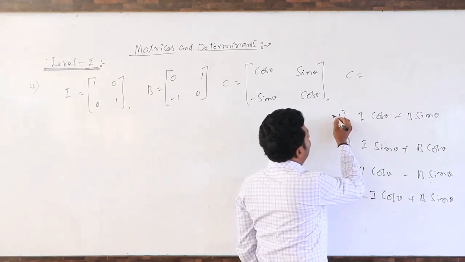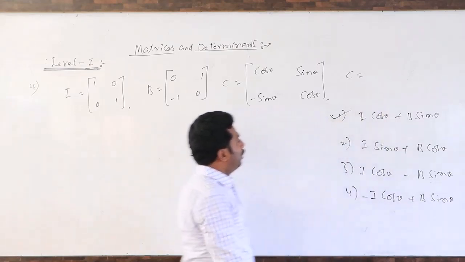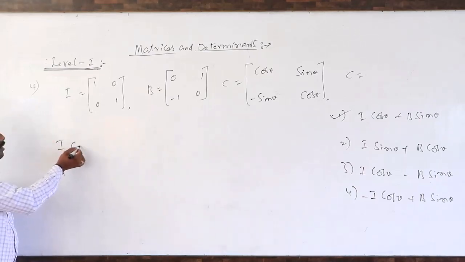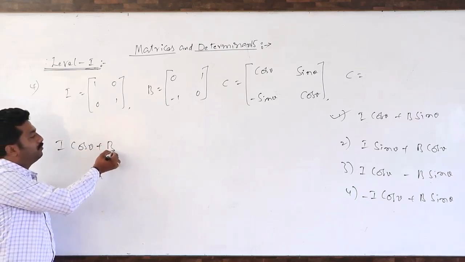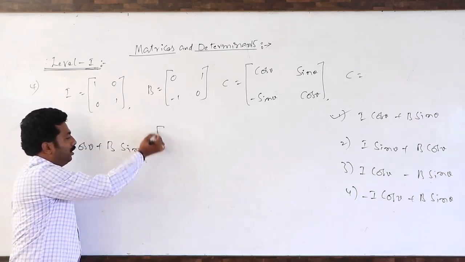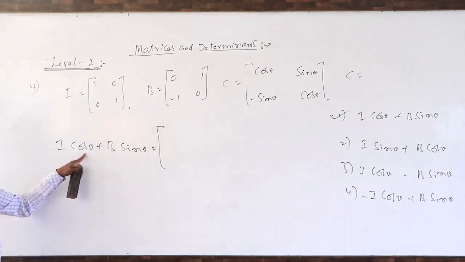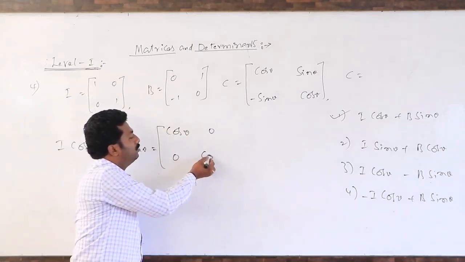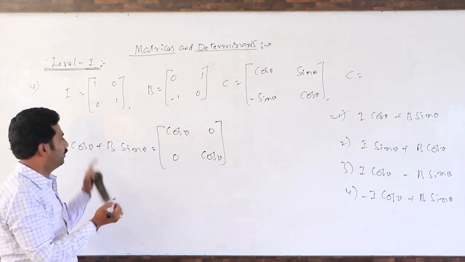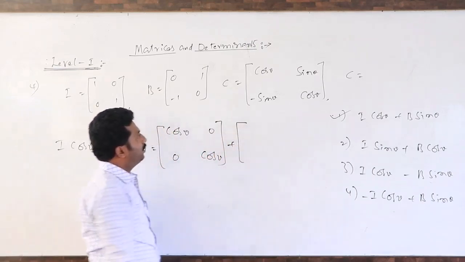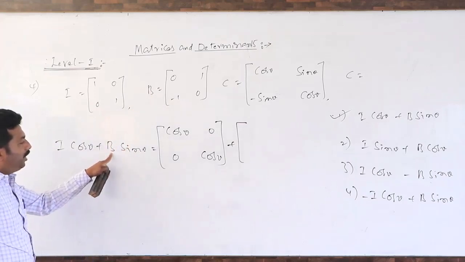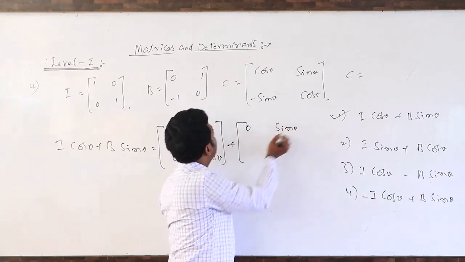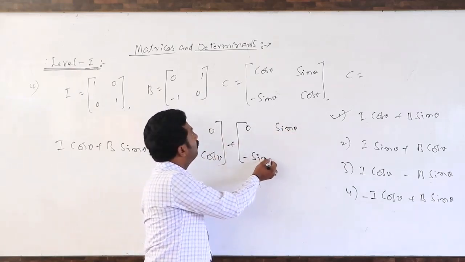So we are verifying whether the first option is correct or not. I into cos theta plus B into sin theta means all the elements of I multiply with cos theta. So what we have to write? This is cos theta 0, 0 cos theta, plus B into sin theta, means all the elements of B multiply with sin theta. So 0, then this is sin theta, minus sin theta and 0.